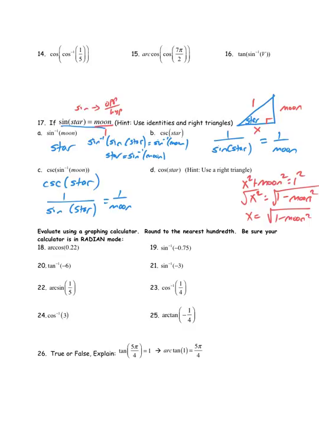And so cosine is adjacent over hypotenuse. So this is going to be adjacent over hypotenuse in the right triangle that we drew. So the length of the adjacent side is the square root of 1 minus moon squared. And the hypotenuse in this triangle is 1. So the answer here is the square root of 1 minus moon squared.